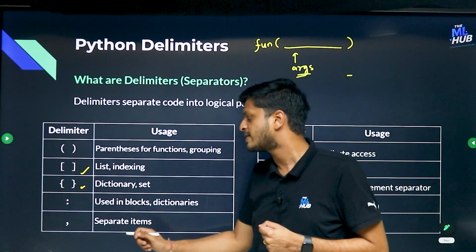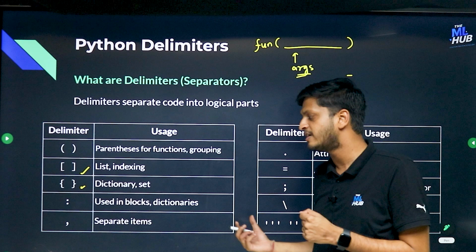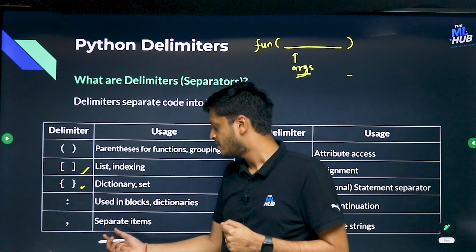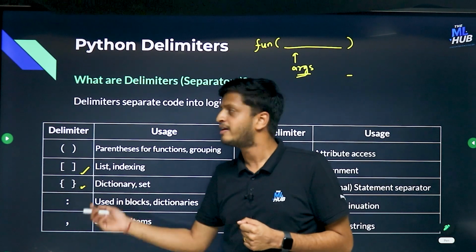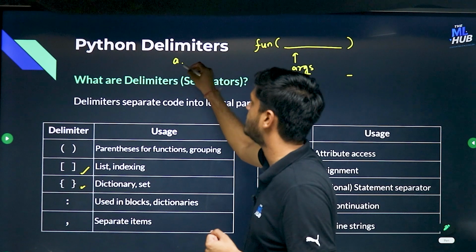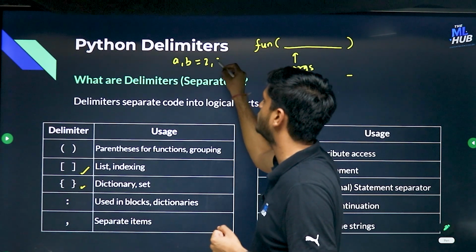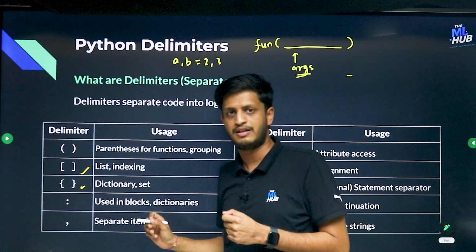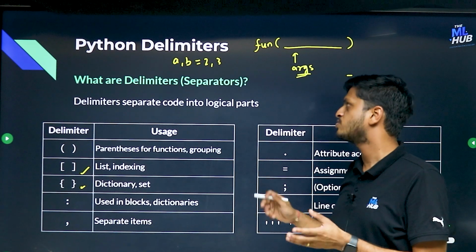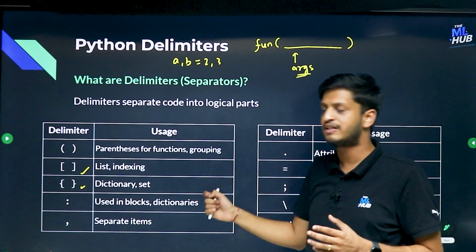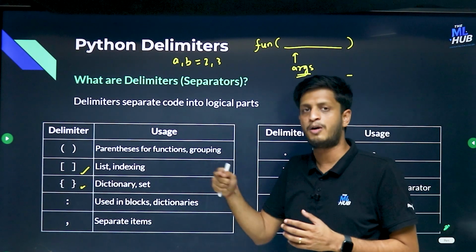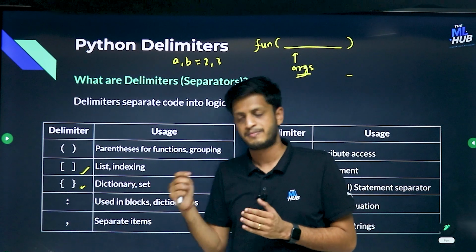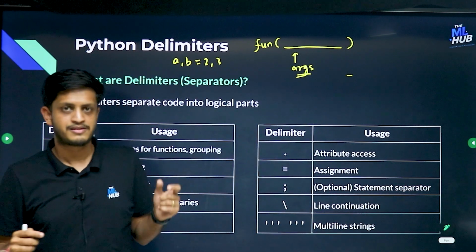Then colon is also a separator. Colon is used inside dictionaries and also used in blocks. Then comma is also a separator. Let's say you want to define two variables A and B and assign the values 2 and 3 to them. Then comma can be used here. So comma is used to separate items. Also when you are defining lists and sets, you use comma to separate the elements. So comma is a separator.